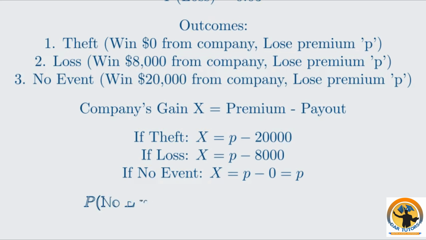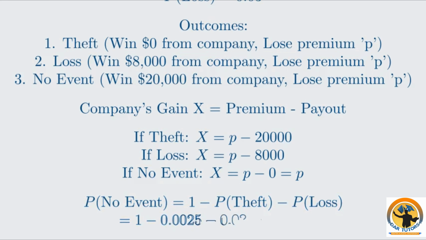Now we need the probability of no event. Since the sum of probabilities must be 1, the probability of no event is 1 minus the probability of theft and loss, which is 0.9675.